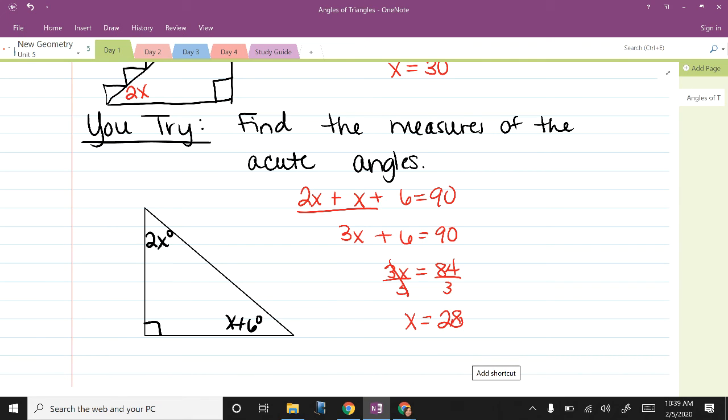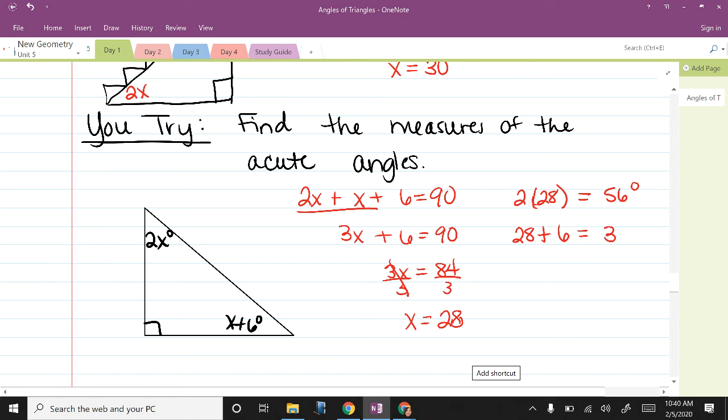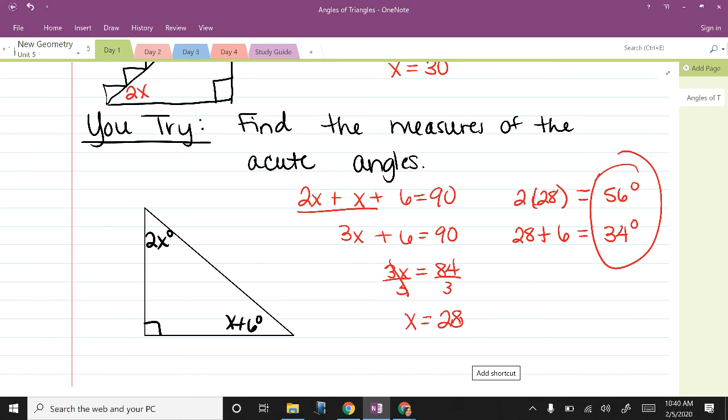So what is 28 times 2? 2 times 28. So one of them is 56 degrees. So I have a choice here. I can plug in here or I can just subtract from 90, couldn't I? Right? I don't trust myself, so I'm going to do 28 plus 6, which is what? 34. And then I like to check them. Do those two add to get 90? Yes. There we go. We good? Easy? Not bad? We've done worse, haven't we?